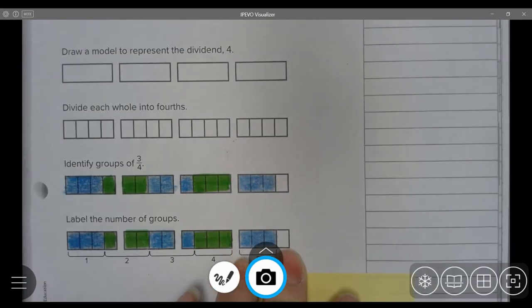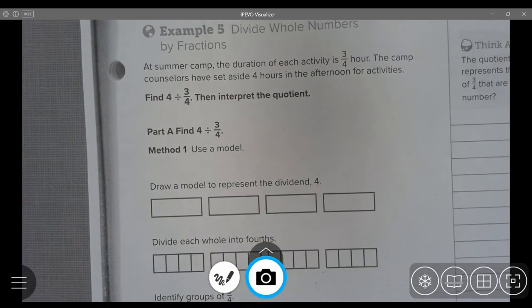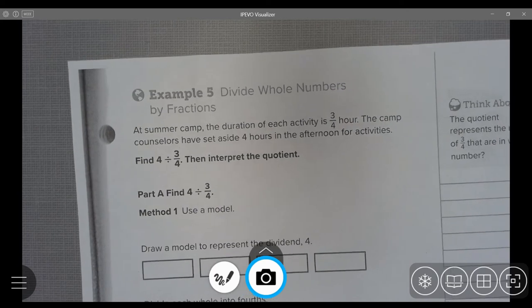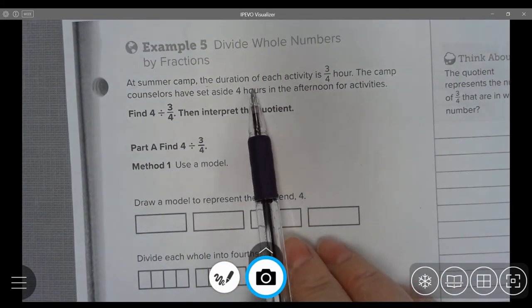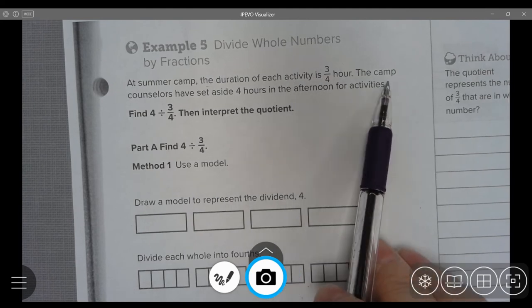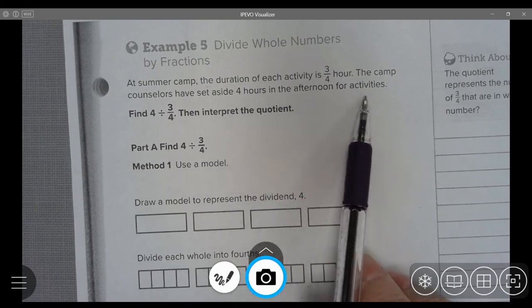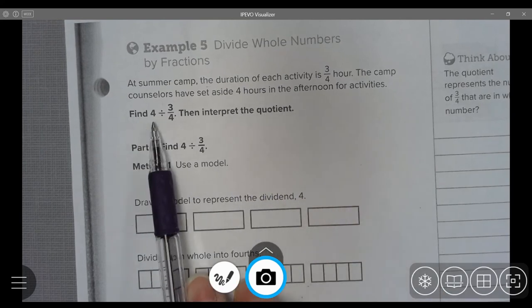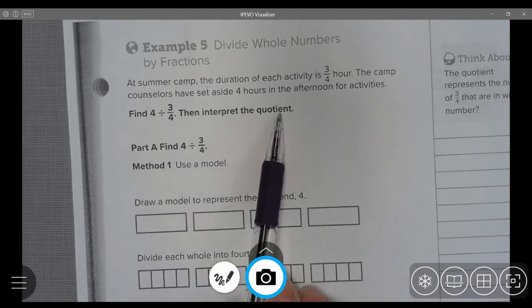On page 161, this is example number 5. So here we go with another example. And it says, divide whole numbers by fractions. At summer camp, the duration of each activity is 3/4 of an hour. The camp counselors have set aside 4 hours in the afternoon for activities. Find 4 divided by 3/4 and then interpret the quotient. Remember, quotient is another name for answer.